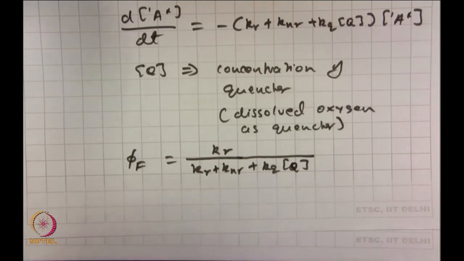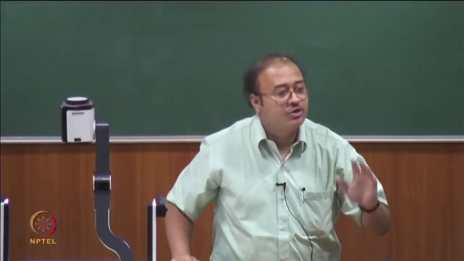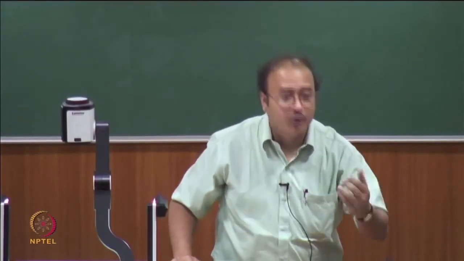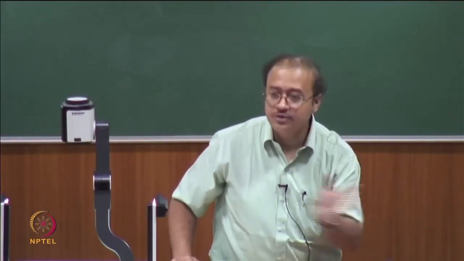So, you can now realize that if you have an additional collisional quenching term, the quantum yield would further decrease. Now, this brings us to a very important point. Your dissolved oxygen is always there, so what you can do is try to remove it. That means you can purge your sample solution with argon, nitrogen or whatever, and try to remove that. That is one way of doing it.